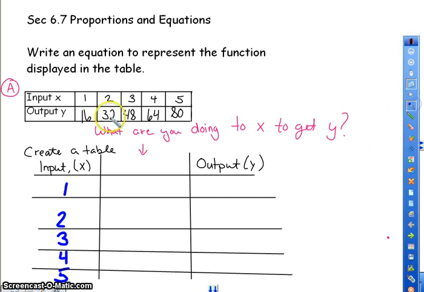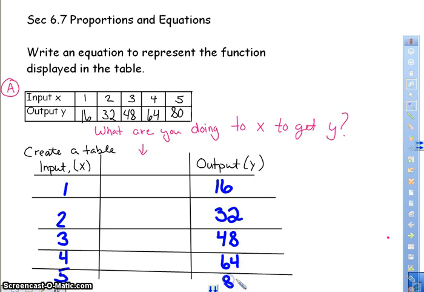Okay, so when I have an input of 1, my output is 16. When I have an input of 2, my output is 32. An input of 3, your output would be 48. An input of 4, your output would be 64. And an input of 5 would be an output of 80.